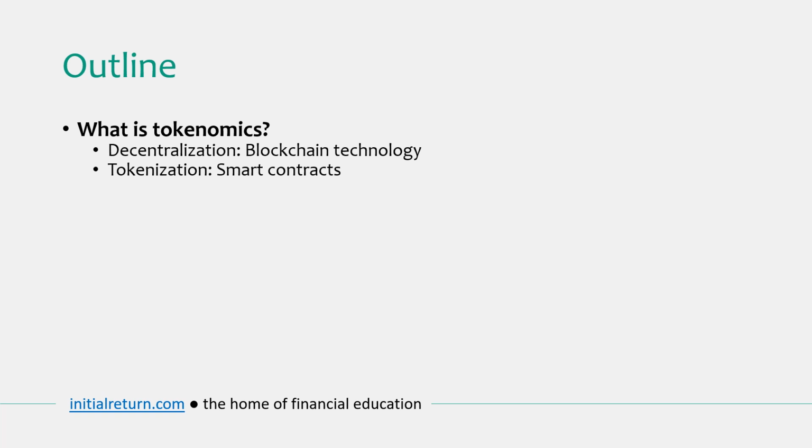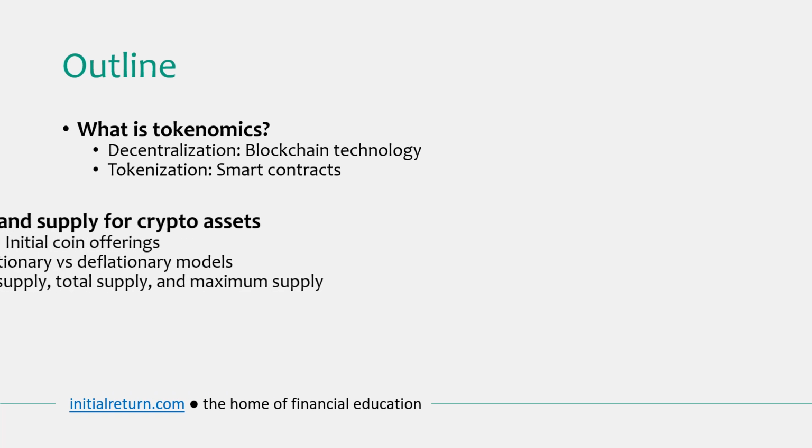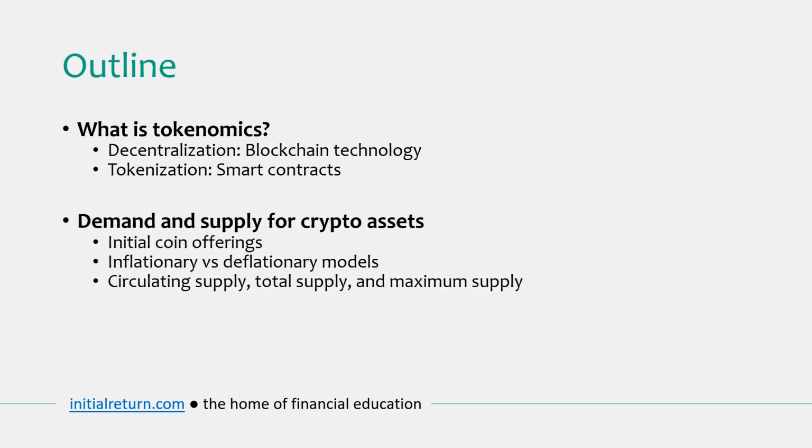So we will begin with the very basics. We will start with a definition of tokenomics. We will also talk about two key innovations brought by cryptocurrencies or digital tokens in general, which are decentralization and tokenization. From there, we will move on to the demand and supply for crypto assets. We will delve deep here. We'll talk about initial coin offerings, inflationary versus deflationary models, and different types of coin supply. And in the final part, we will be touching upon the investment risks involved in crypto markets.